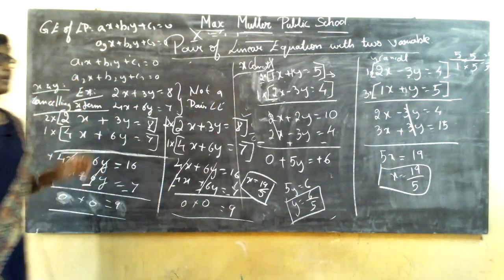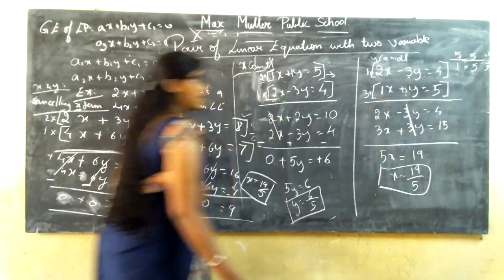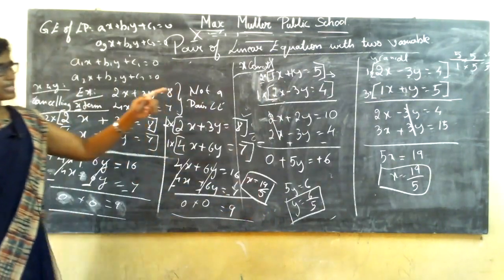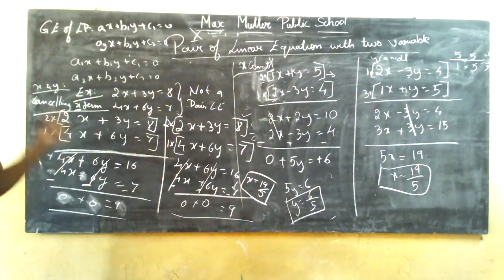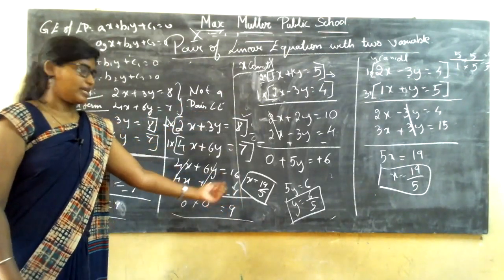Clear? Did you understand? And if you keep this value here and do the LCM, you get the y value the same, that is 6 by 5 itself. When you cancel y, you get x first and then y. When you cancel x, you get y first and then x.